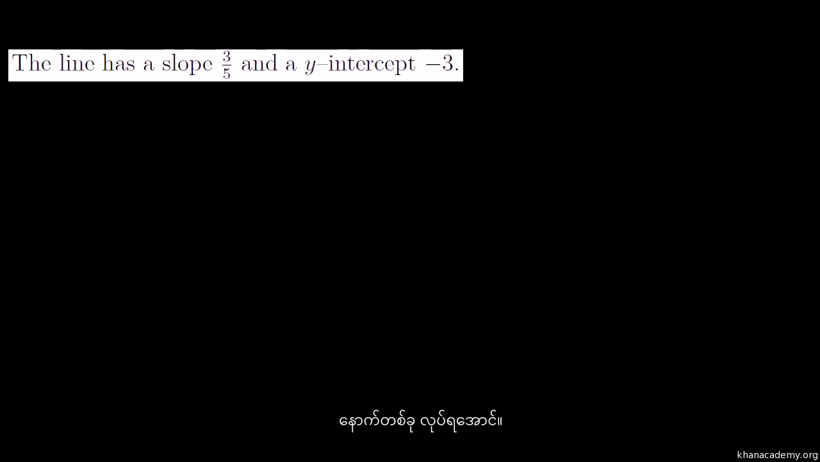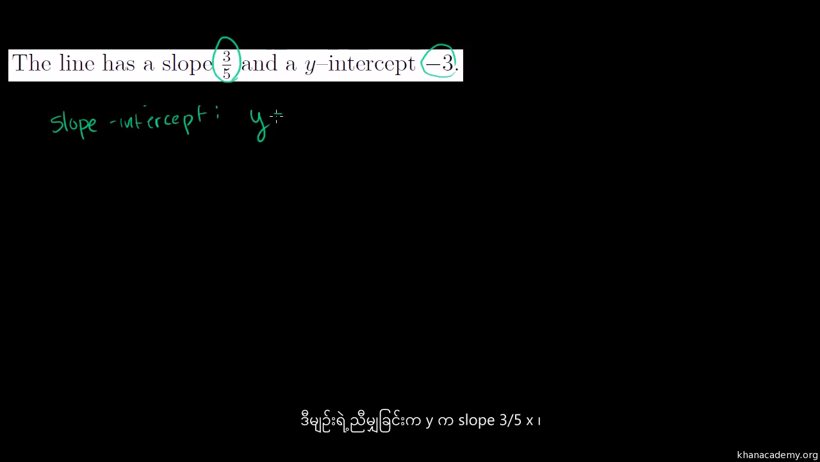Let's do another one. So they gave us our slope. It's 3/5. And the y-intercept is -3. So here, immediately, this would be very easy to put in slope-intercept form. In slope-intercept form, the equation of this line is y is equal to the slope, 3/5 x, plus the y-intercept, -3. And we'd be done. But how do you put this into point slope form?